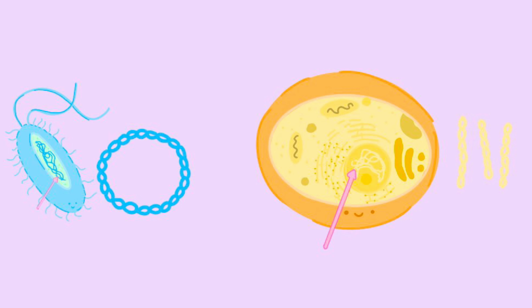In prokaryotes, DNA is a single circular chromosome and is contained in an area called the nucleoid. And in eukaryotes, there are multiple linear chromosomes that are located inside of the nucleus.